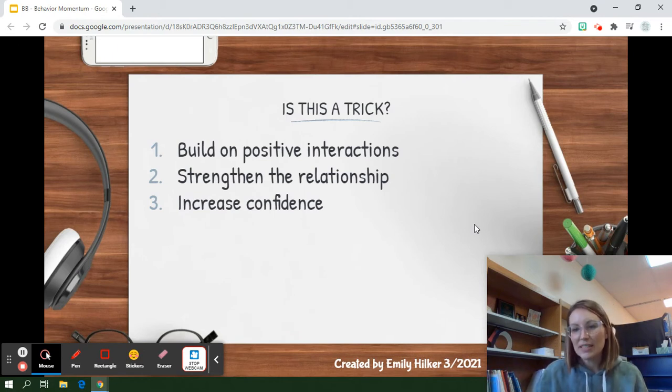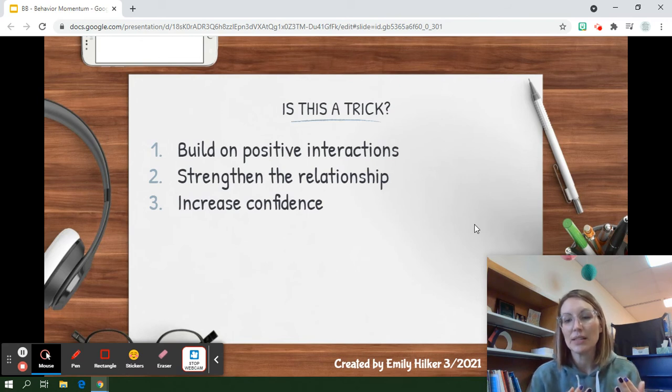So is this a trick? Is this something that's really going to work? This is evidence-based. This has been proven to work. There's many research articles about this. And what they have found is that you are building on those positive interactions. So by giving an easier request and by praising the student and having some positive interactions, you are more likely to see compliance on the more difficult tasks.